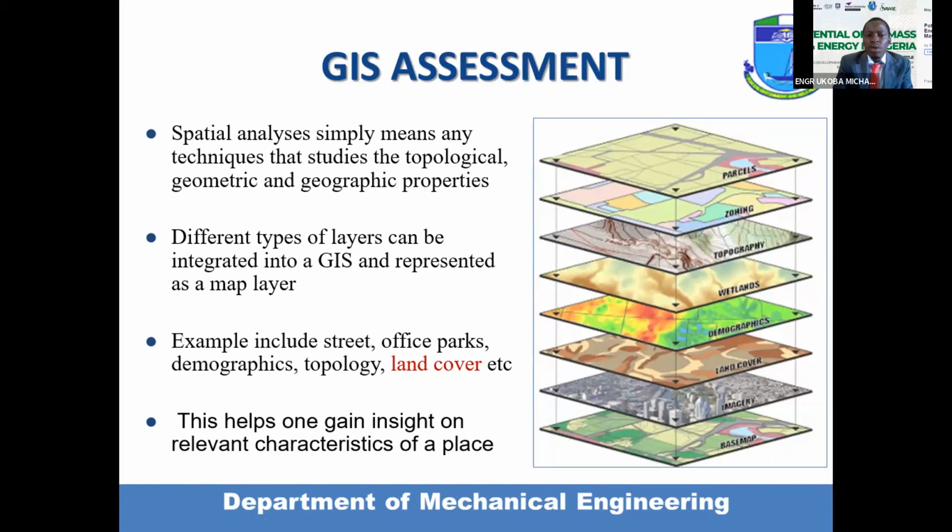Now, the question is, what is spatial analysis? Because GIS analyzes spatial data. Spatial analysis simply means any technique that studies the topological, geometrical, and geographical properties of a particular place or a particular object. Different types of layers can be integrated into a GIS and presented in a map layer. Examples are streets, offices, demographics, topography, and land cover, which is of interest in this particular study. Land cover is where we would be getting the vegetation and agricultural data. This helps one gain insight into relevant characteristics of a place.